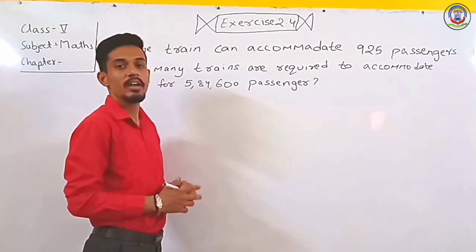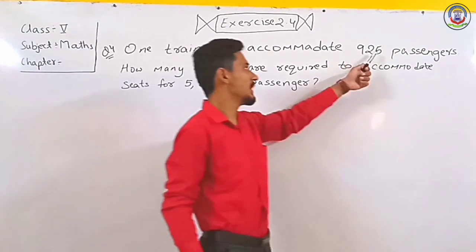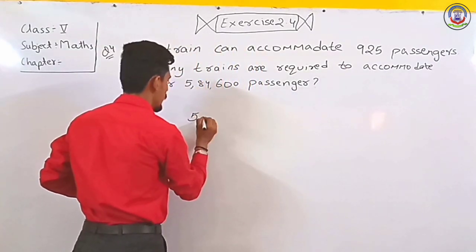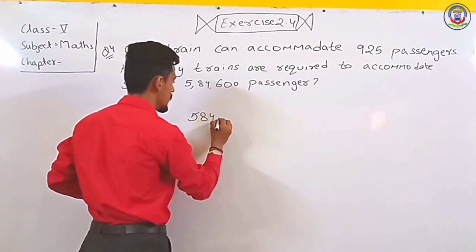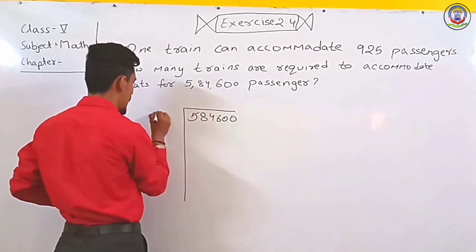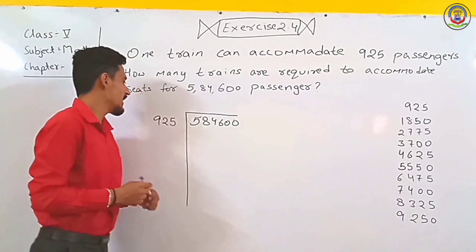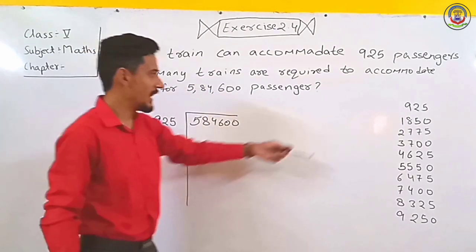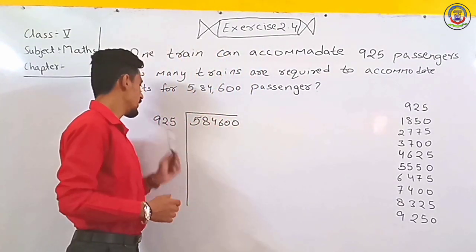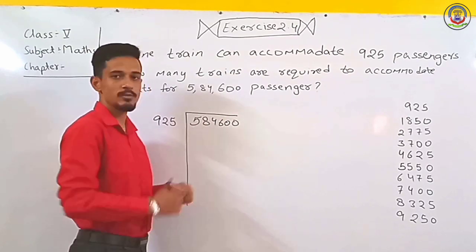So in this it will be division. So this is our dividend and this is the divisor. So let's write 5,84,600 divided by what number? 925. So we write the 925 table like this as we taught you earlier. So we have a 3-digit number, so we take the first 3 digits, that is 584.